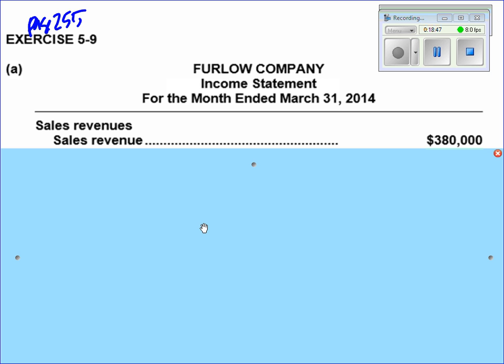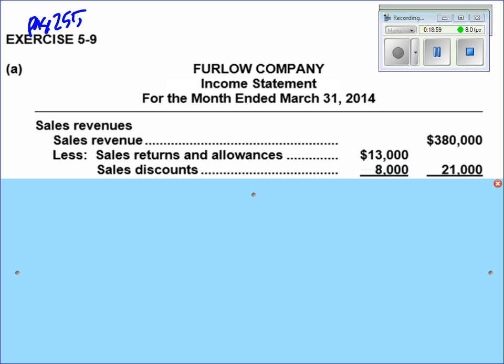Now, there's 2 little hoops that we have to jump through. We first are going to subtract off, in this case, 2 things. We're going to subtract off these 2 contra revenue accounts. Revenue has a credit balance. These run debit balances to offset that credit. Sales returns and allowances and sales discounts.